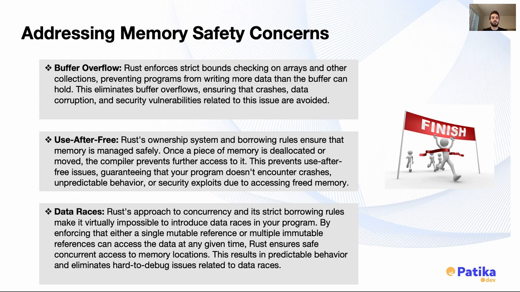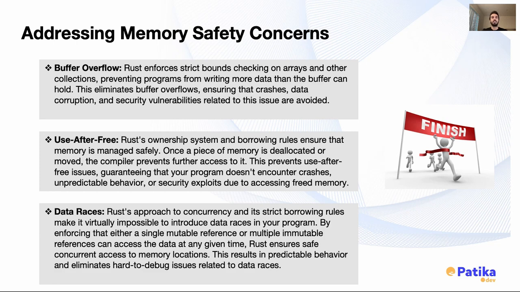Rust's approach to concurrency and its strict borrowing rules make it virtually impossible to introduce data races in your program. By enforcing that either a single mutable reference or multiple immutable references can access the data at a given time, Rust ensures safe concurrent access to memory locations. This results in predictable behavior and eliminates hard to debug issues related to data races.